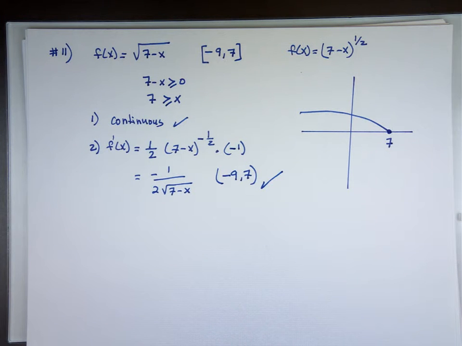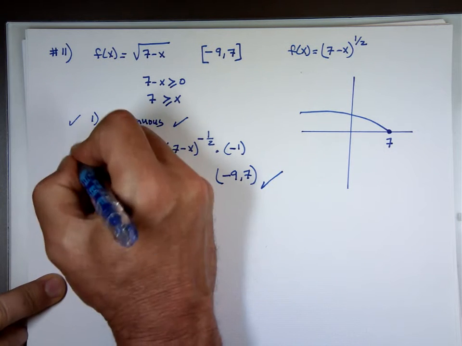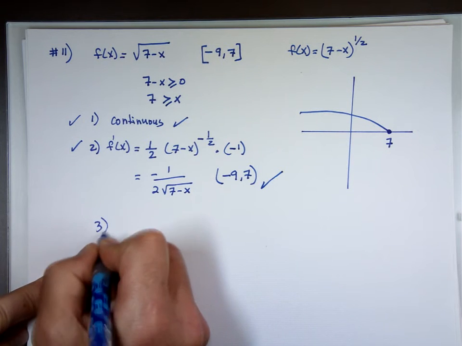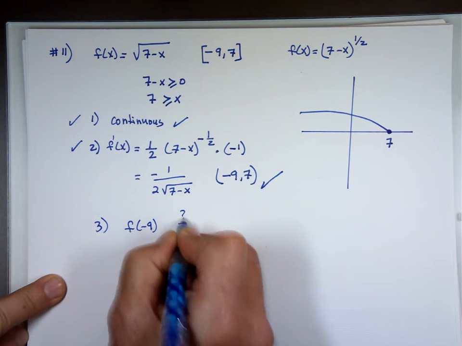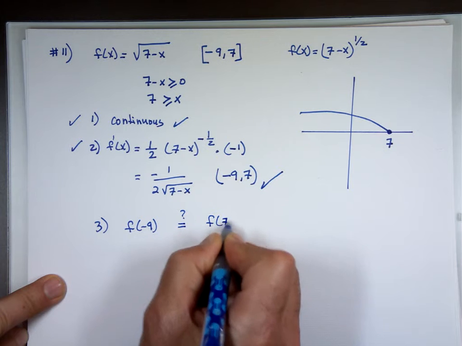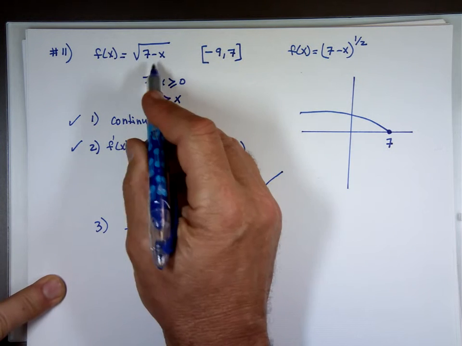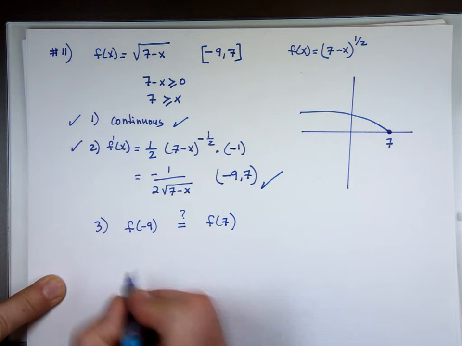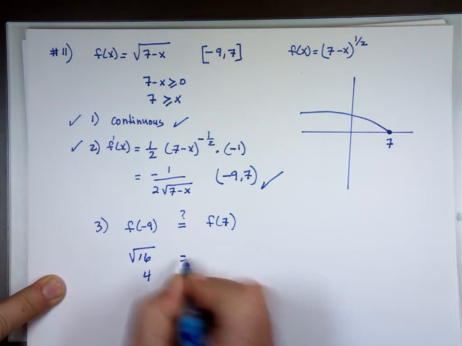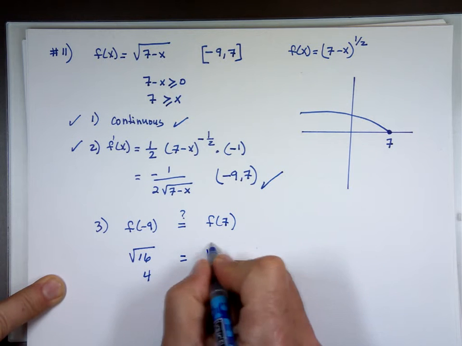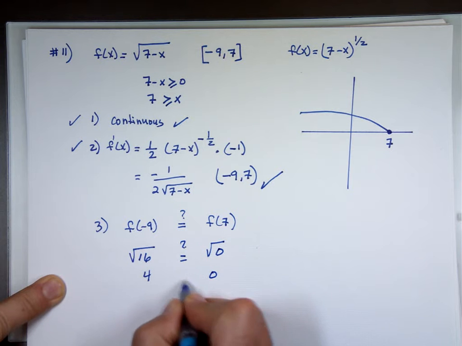And the next one, so step number 1 and 2 are good. Step number 3, is f of negative 9 equal to f of 7? Probably not. F of negative 9 becomes 9 and 7, which is 16, which is 4. What's f of 7? Square root of 0, which is 0. Are they equal? No.